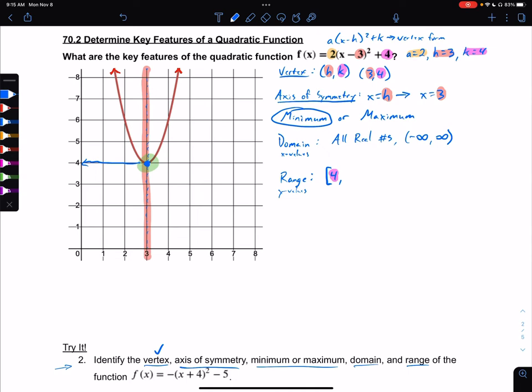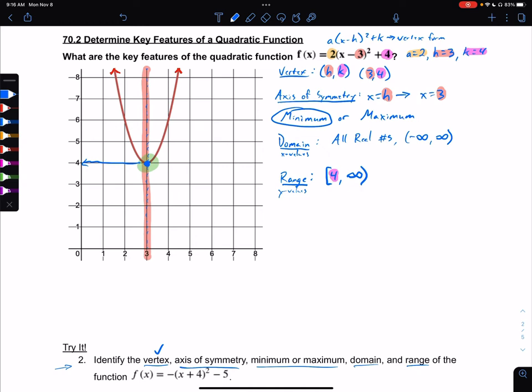My graph continues to go up forever, so there's no real limit to the maximum y value. The graph is just going to keep going up, so this will go up to positive infinity, and we would write that in interval notation. So we'd have [4, infinity) as our range. And that's it. Those are your five key features: the vertex, the axis of symmetry, whether the vertex is a minimum or maximum, and then your domain and your range.